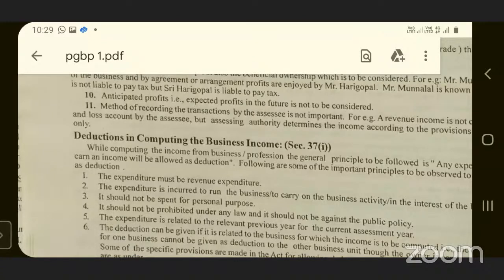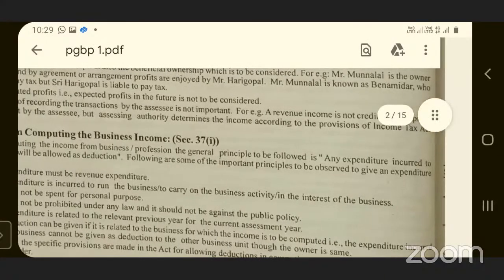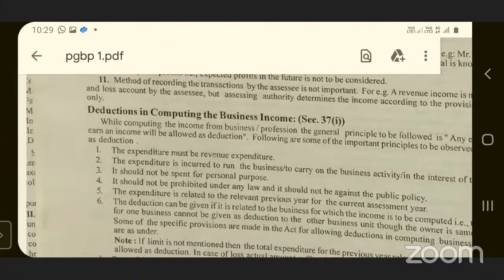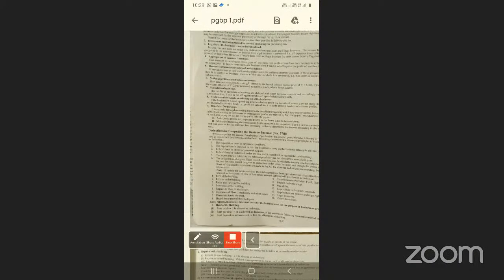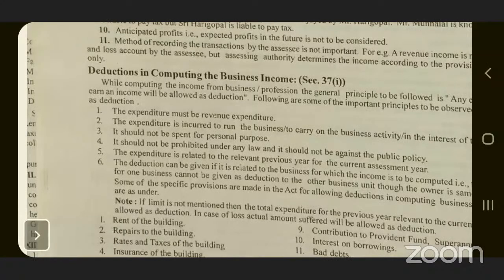In order to consider a particular expenditure as a deduction, the following are the principles to be observed to give an expenditure as deduction. What are those actually? Let us discuss. The expenditure must be of revenue nature, means it should not be of capital nature. If it is a capital nature expenditure, it will not be allowed as deduction.